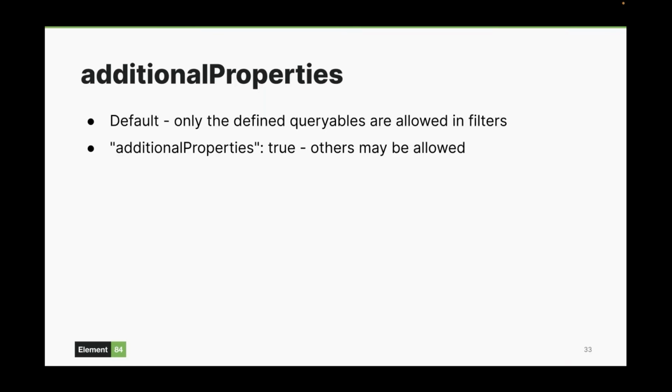And this is sometimes useful for heterogeneous data sets, where some items have certain fields and other items have other fields, and it's difficult to actually get a complete listing of all the possible fields that you might be able to query over. This is sort of an escape hatch that says, okay, you can try to do other things. They may not work, but you can try to do them.